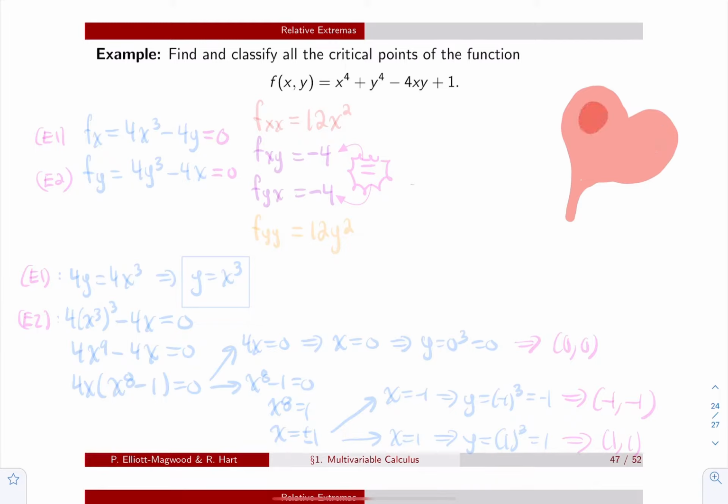So the first thing that I like to do in find and classify critical points is to compute all partial derivatives of first and second order.